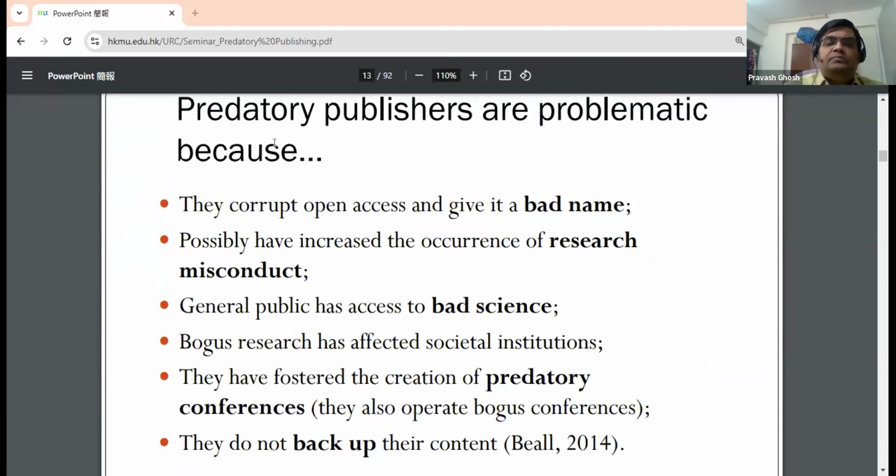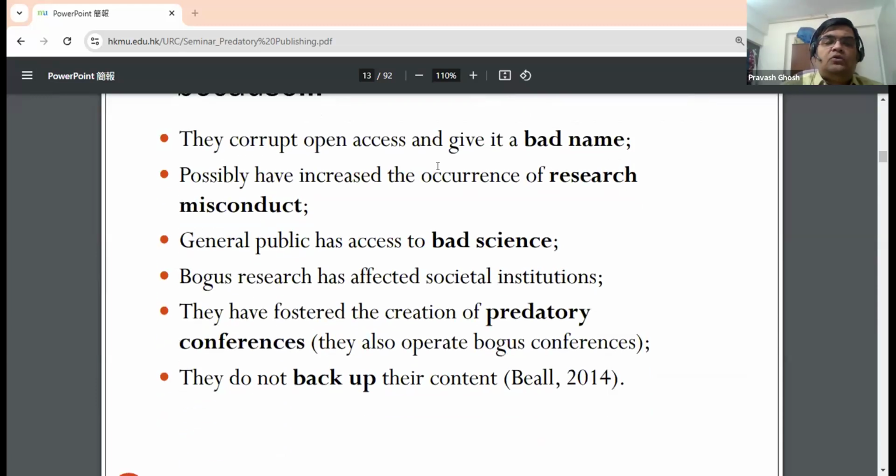Predatory publishers are problematic because they corrupt open access. Many people think that if we are paying for the journal, that means it's a bad journal. No, open access paid journals are also good, right? And I have shown you why they take the money. There are 5 reasons. Maintaining the journal is also not easy nowadays.